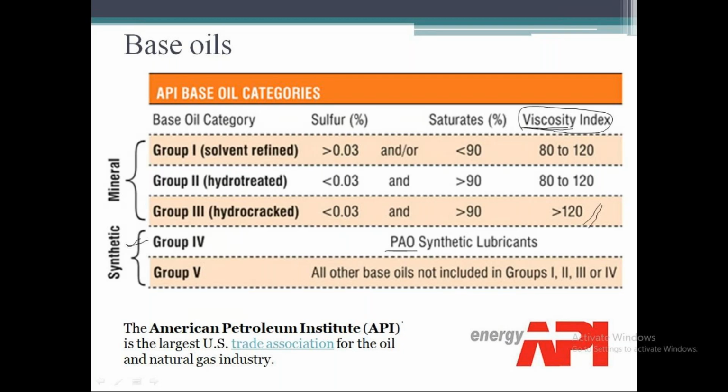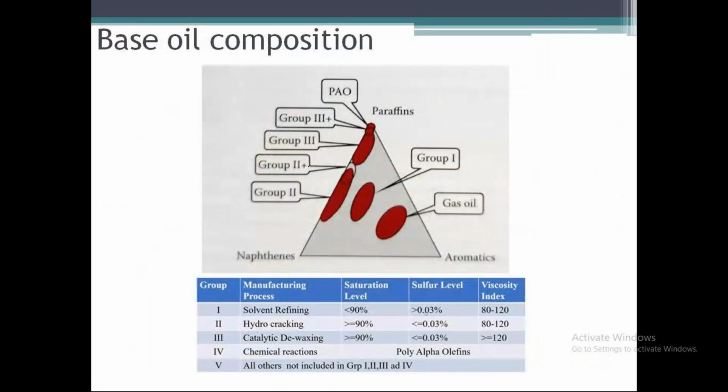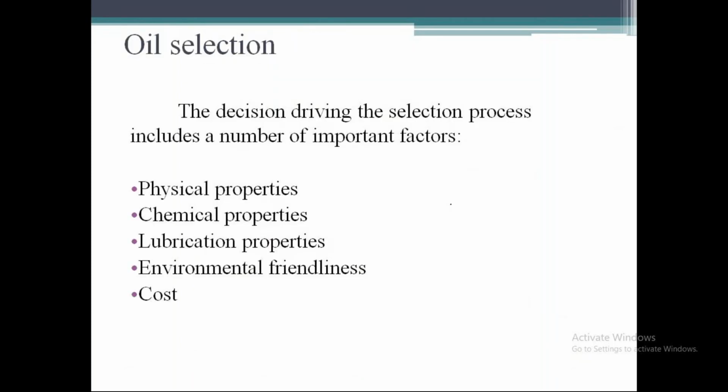In short, it is abbreviated as API. It's the largest US trade association for the oil and natural gas industry. So this we have just seen. We have gas oil, we have group different classification 1, 2, 2 plus. Again, subdivisions are there, but I am not going into those details. So finally, polyalpha olefins.